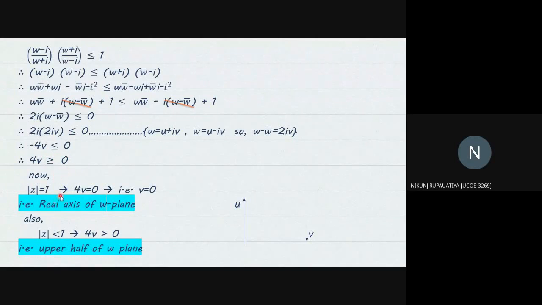Now we have seen that |z| = 1 is given. So putting the value of z, we get 4v = 0, that is v = 0. It means in the graph that it is the real axis of the w plane. Also |z| < 1 implies 4v > 0, that is the upper half of the w plane. Hence it is proved.